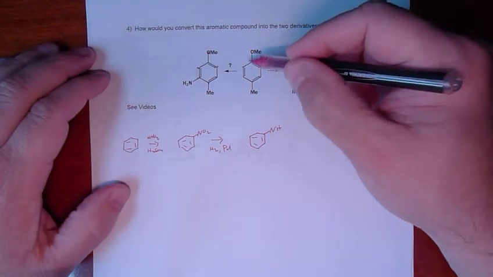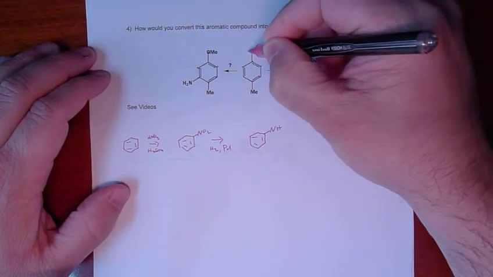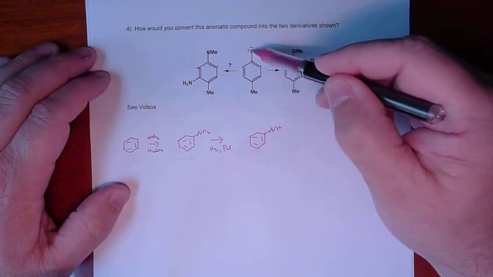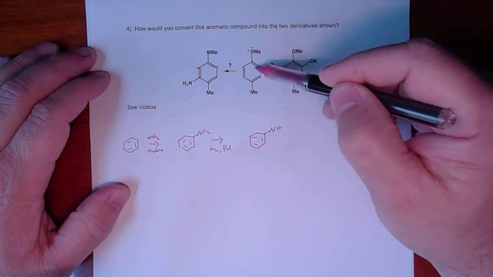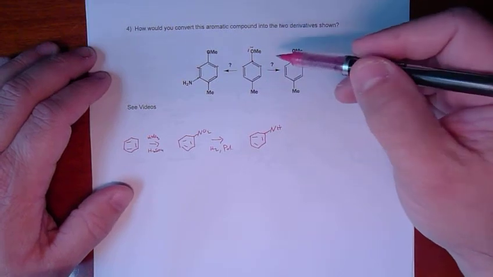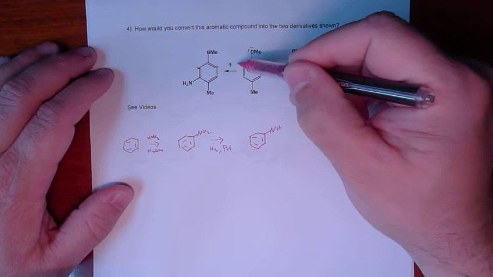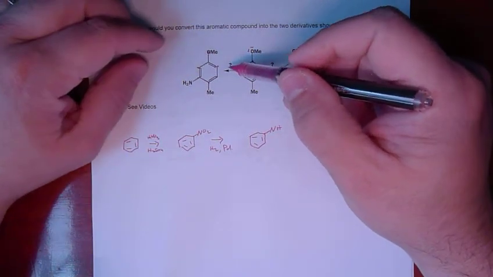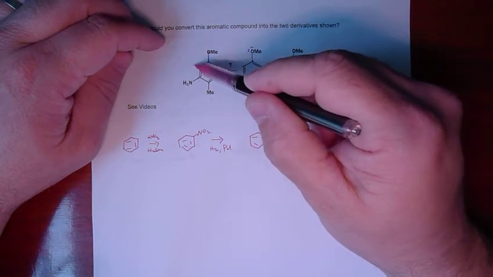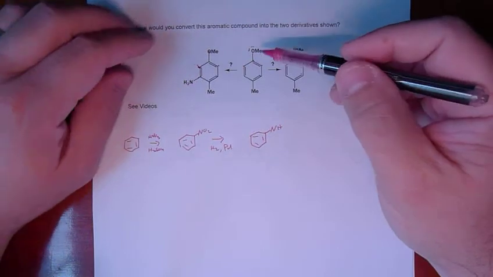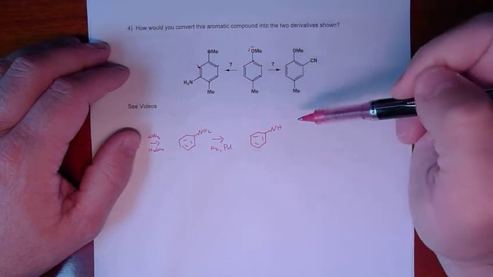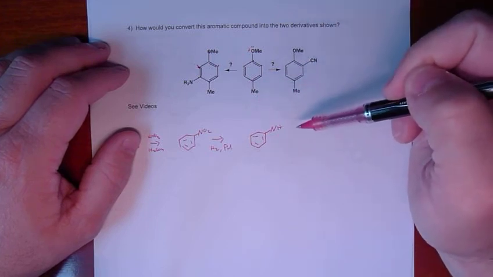So the question is, which one is a more powerful directing group? And hopefully you would realize that the methoxy group is much more powerful than the methyl group. So if you were to treat this with nitric acid and sulfuric acid, you would predict that you would put a nitro group at this position. So the question is, how do you make this be the main directing group? And this is a very challenging question.